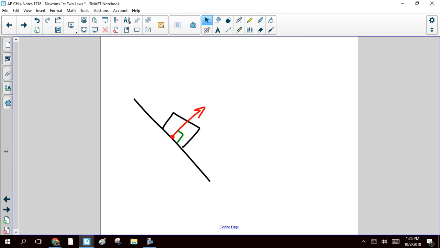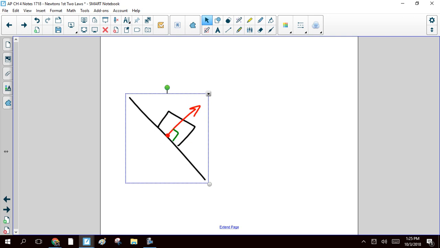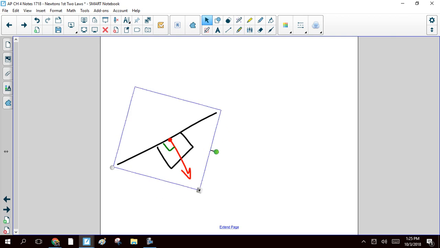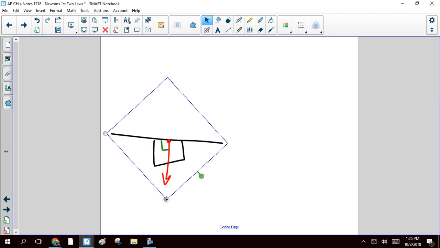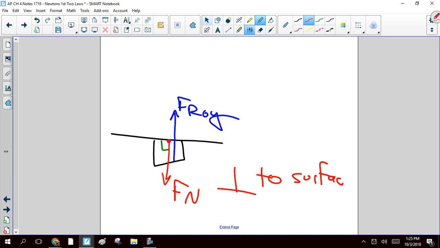No matter which way the ramp is facing, that'll always be the case. So even if the wall is vertical, it's still perpendicular. Maybe for some reason the box is on the ceiling, then the normal force pushes down. Maybe Roy is pushing the box up, and the normal force and gravity are both pushing down. Anyway, your normal force is always perpendicular to the surface. As we're going through the problems, we're going to run into all sorts of weirdness with which way your surface is facing.